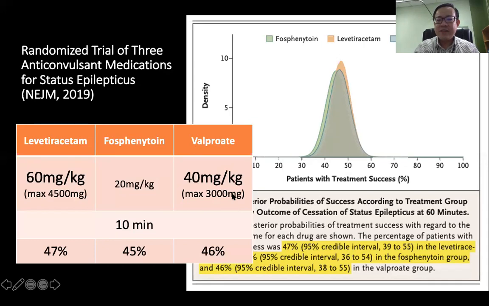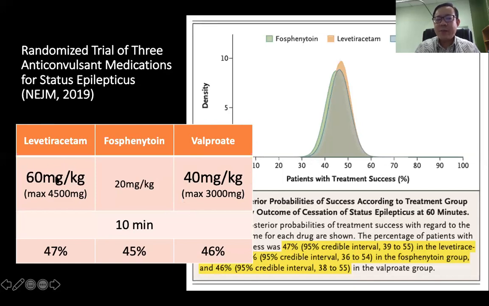We don't have IV valproate. Oh, okay. But in the initial days, when people used valproate, they used 10 milligram per kg as a bolus, which is very little. 10 milligram per kg for 60 kg is 600 milligram.